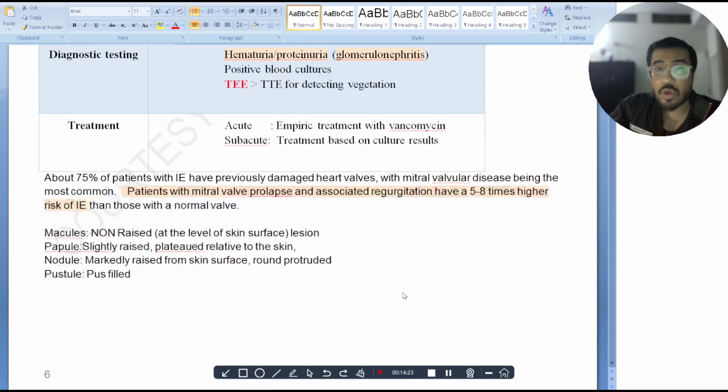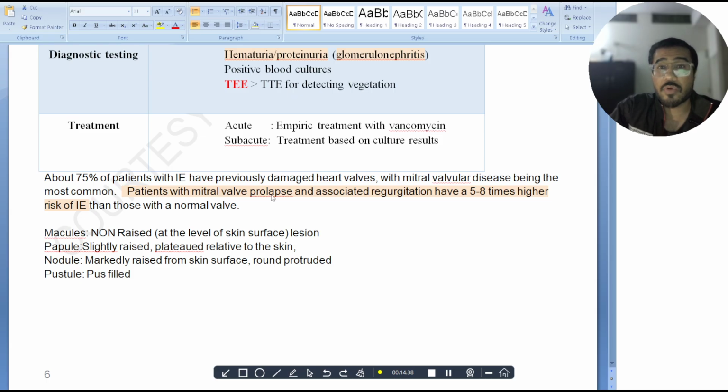So now we'll also give a read here. About 75% of infective endocarditis cases have previously damaged heart valves. Yeah, previously damaged heart valves are more prone, with mitral valvular disease being the most common one.